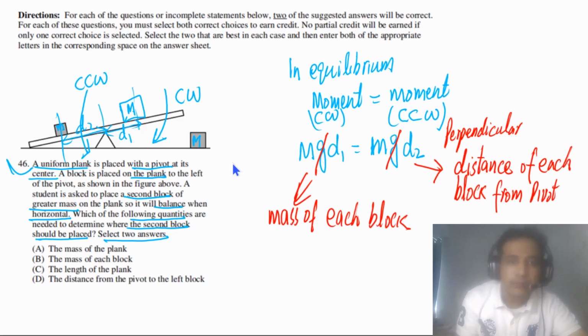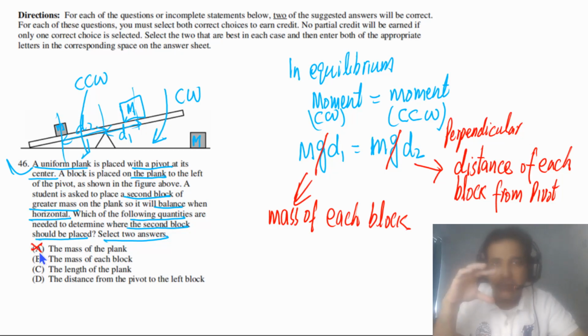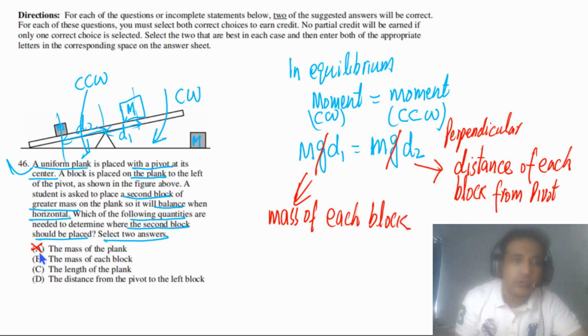Now if you look at the given options, it is given to us the mass of the plank. The mass of the plank doesn't matter. It is lighter, it is heavier, it doesn't matter, because this is a uniform plank and its center is placed at the pivot, so its mass doesn't matter.